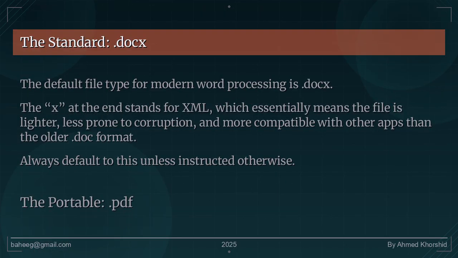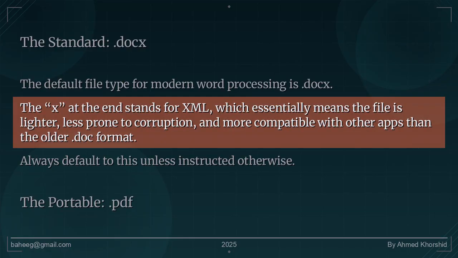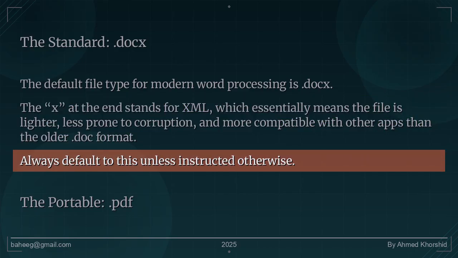The standard, .docx. The default file type for modern word processing is .docx. The X at the end stands for XML, which essentially means the file is lighter, less prone to corruption, and more compatible with other apps than the older .doc format. Always default to this unless instructed otherwise.